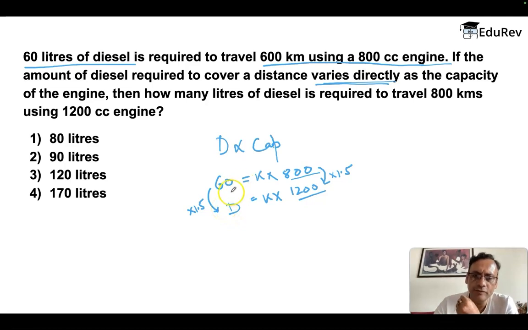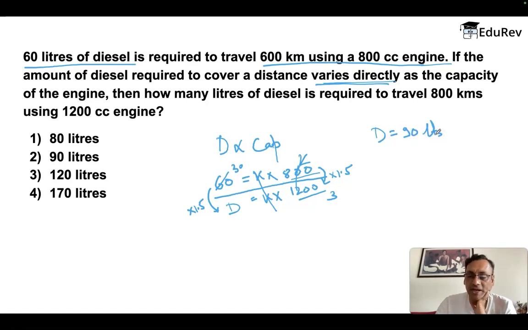Or if I'm not getting that intuitively, let's just divide the two. We'll use the second method. We are not bothered about the constant, so I'll cancel the constant. This will be 2, this will be 3. This 2 will give me 30, so diesel will be 30 into 3. I will need 90 liters of diesel. But remember, this 90 liters of diesel I need, I'm only changing the engine capacity. The distance is still 600.